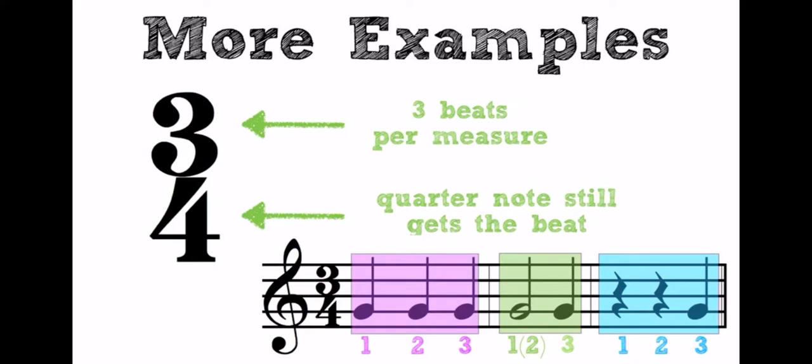The first measure, we have 3 quarter notes, 1 beat apiece. The second measure, we have a half note followed by a quarter note, which would equal 3 beats. And in the last measure, we have 2 rests followed by a quarter note. 2 quarter rests equals 2 beats, plus the quarter note equals a third beat.